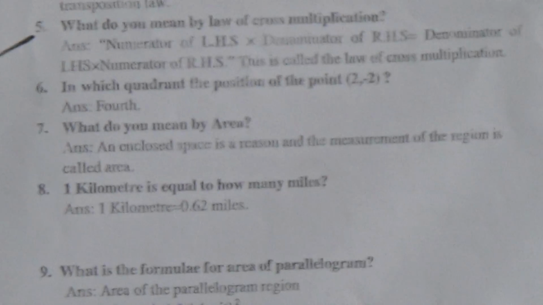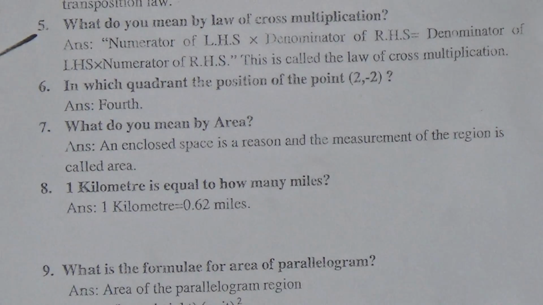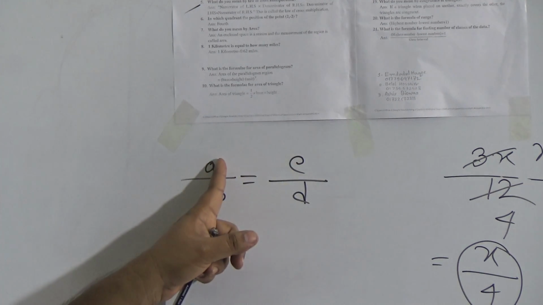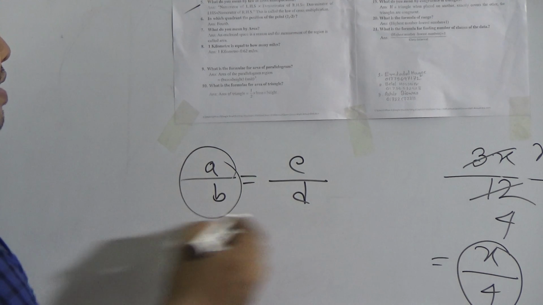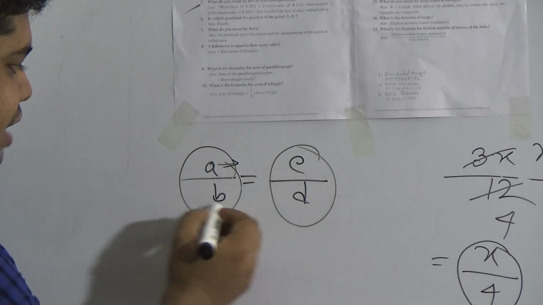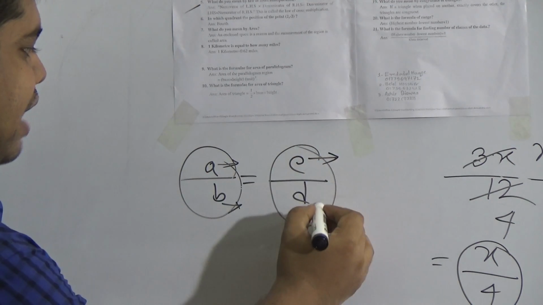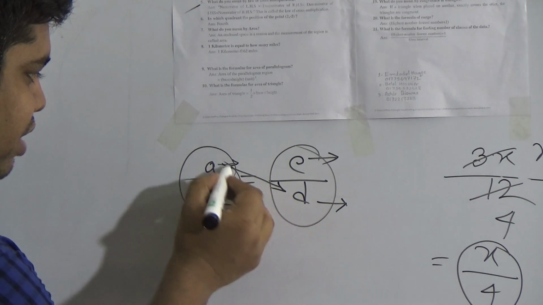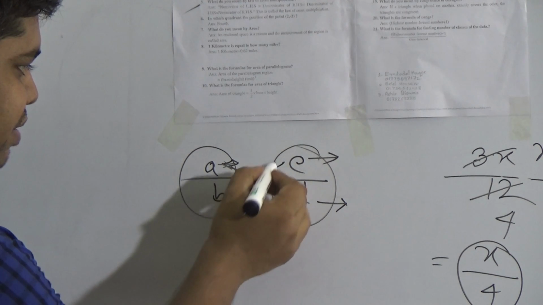Question number 5. What do you mean by the law of cross multiplication? My dear students, before reading this question, at first let me see an example. A by B equal to C by D. This is the left hand side and this is the right hand side. Cross multiplication, that means this is the numerator and this is the denominator. This is the numerator and this is the denominator. Cross multiplication means we multiply this one and this one, and this one.